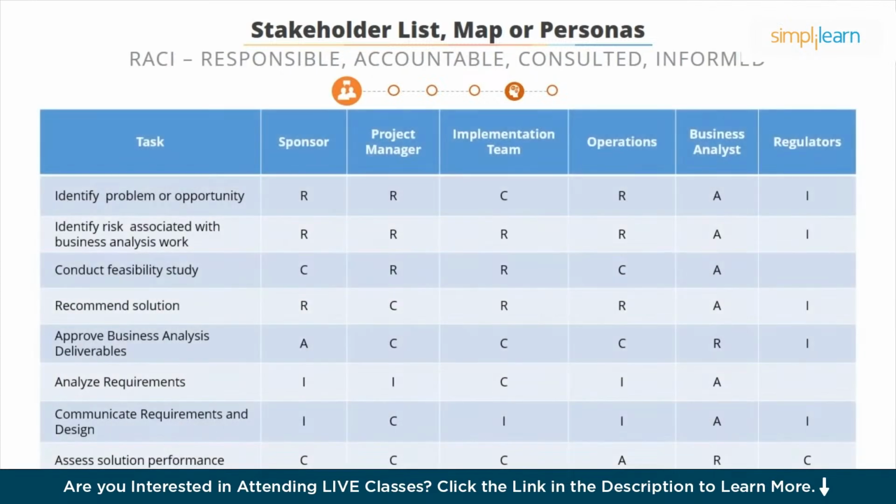RACI matrix provides the level of responsibility expected from a stakeholder in business analysis work. RACI is an acronym for Responsible, Accountable, Consulted, and Informed. Responsible, a person performing the business analysis task. Accountable, a person or persons who approve. Consulted, a person or group to be consulted for input before executing the business analysis task. Informed, a person or group who will be informed of the results of the business analysis task.